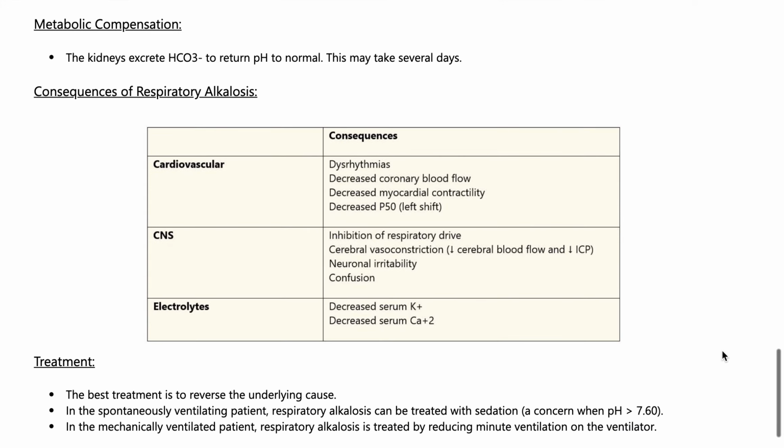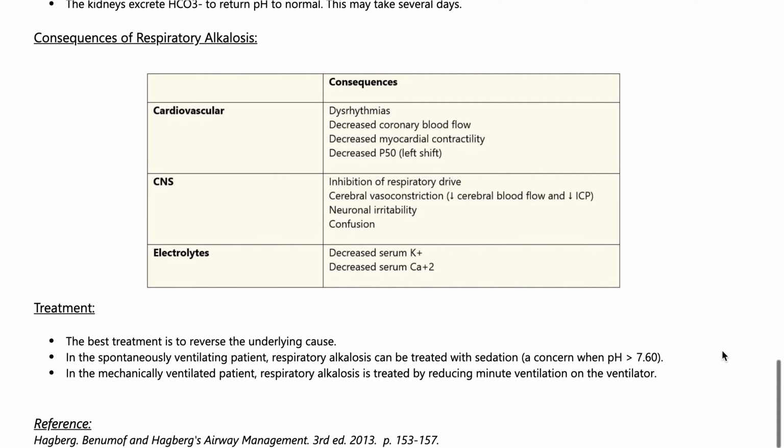There are some consequences of respiratory alkalosis, including cardiovascular, CNS, and electrolytes. Cardiovascular include dysrhythmias, decreased coronary blood flow, decreased myocardial contractility, and a decreased P50, meaning a leftward shift of the oxyhemoglobin dissociation curve. Regarding CNS, there is an inhibition of respiratory drive. There's cerebral vasoconstriction, so decreased cerebral blood flow and decreased ICP. There's neuronal irritability and confusion. And then regarding electrolytes, alkalosis causes a decrease in serum potassium and a decrease in serum calcium.